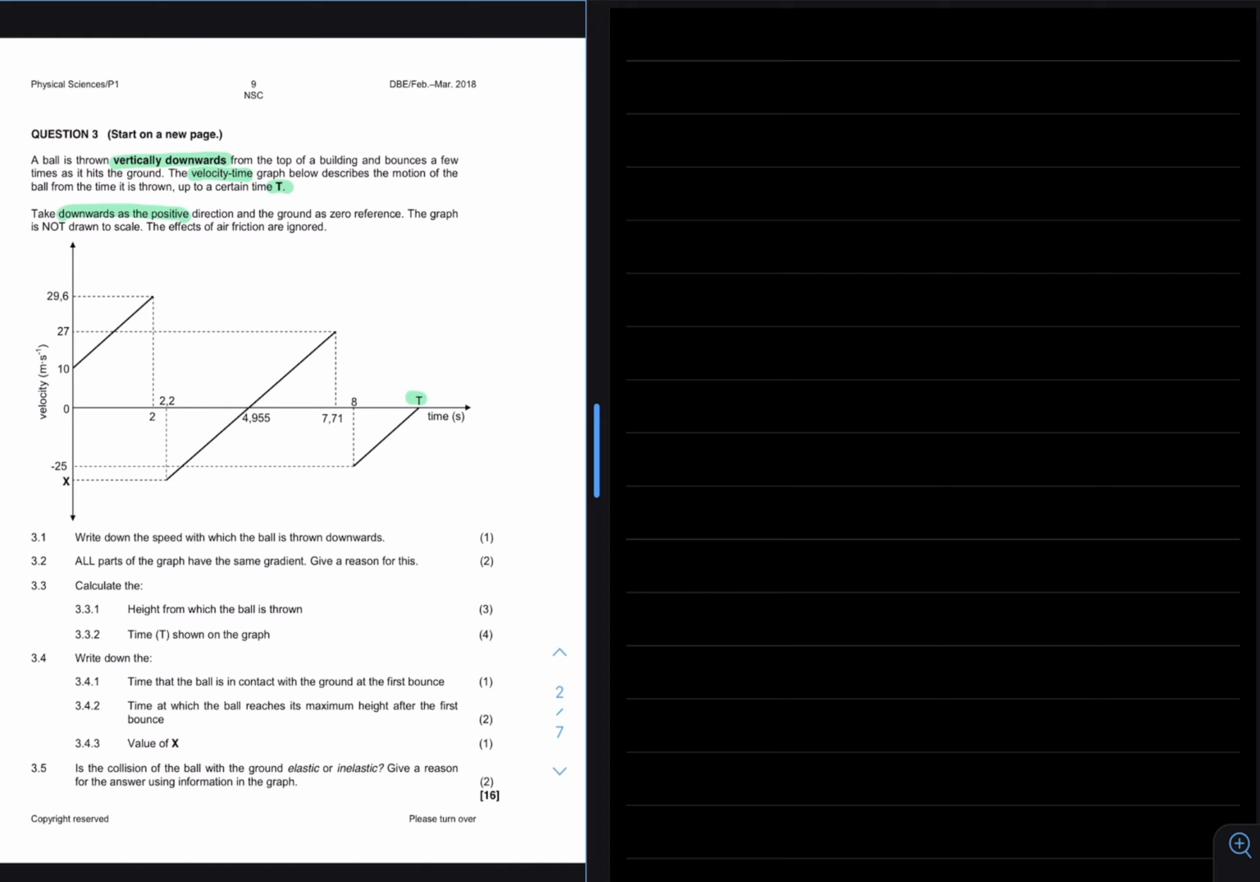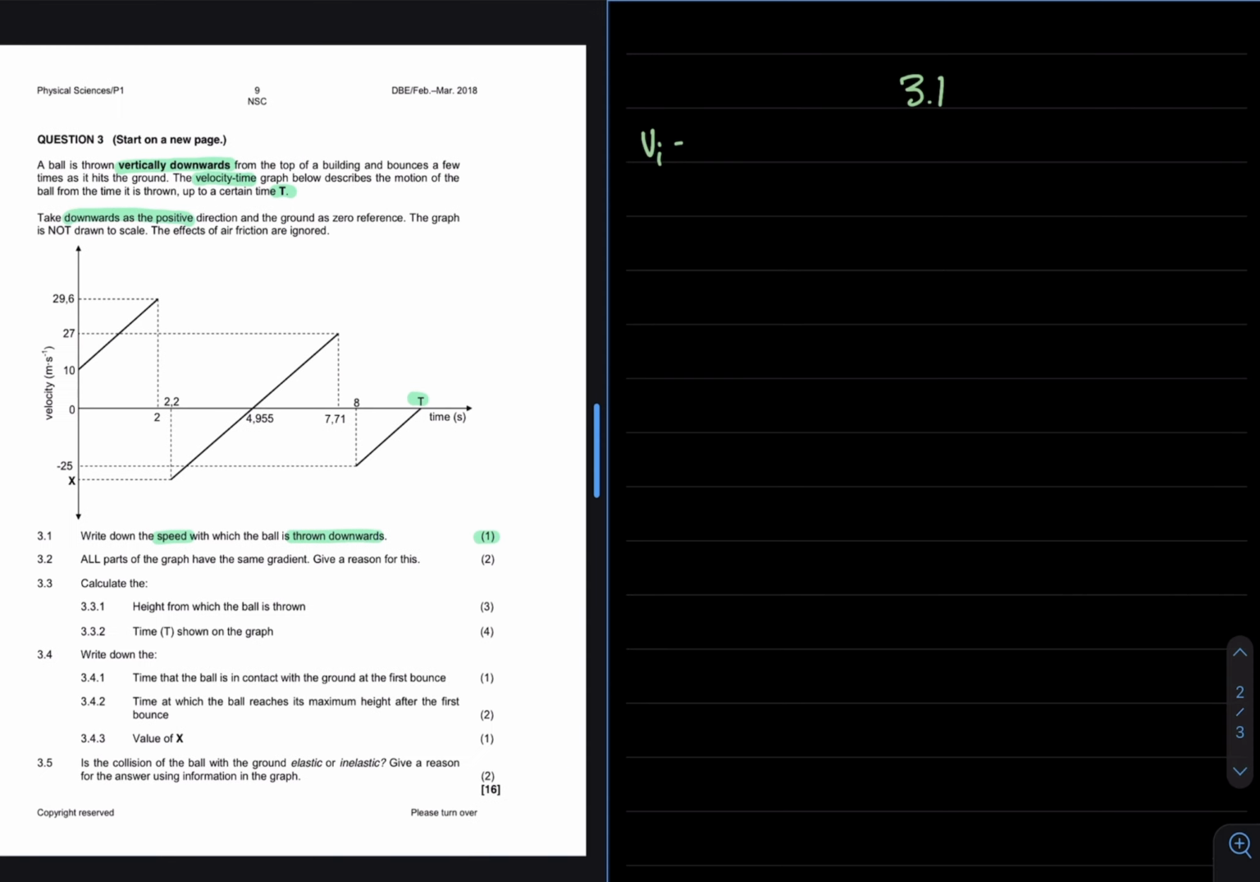Question 3.1 says, write down the speed with which the ball is thrown downwards for 1 mark. Now, the initial speed with which the ball is thrown downwards is 10 meters per second, which we can take from the graph.